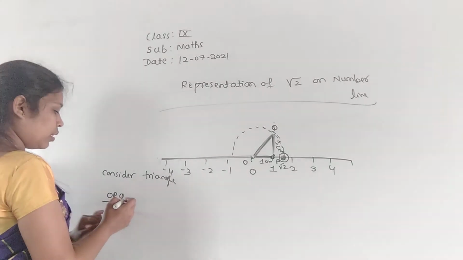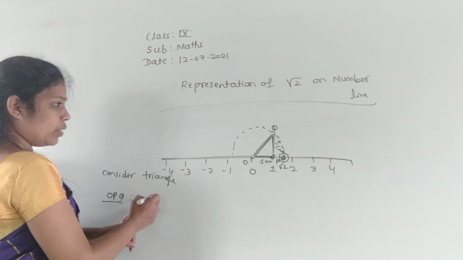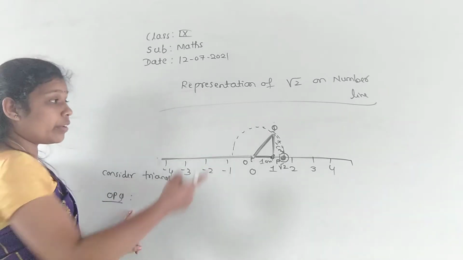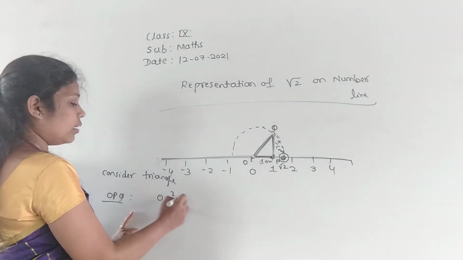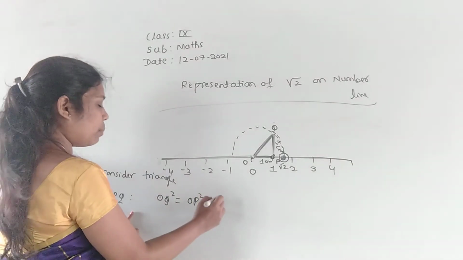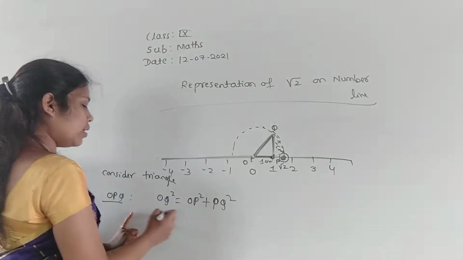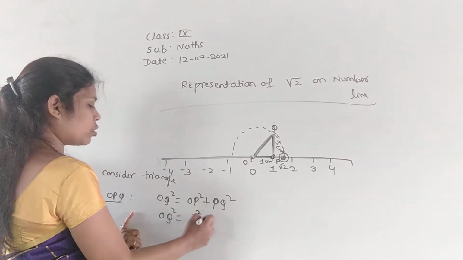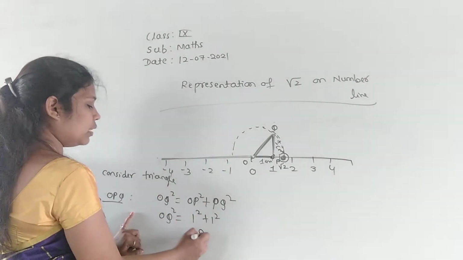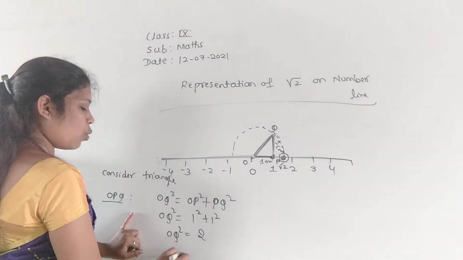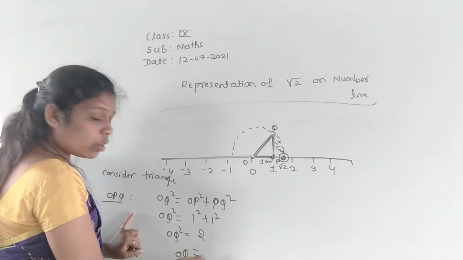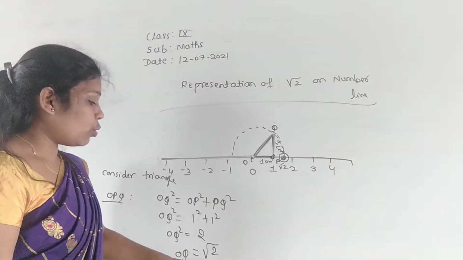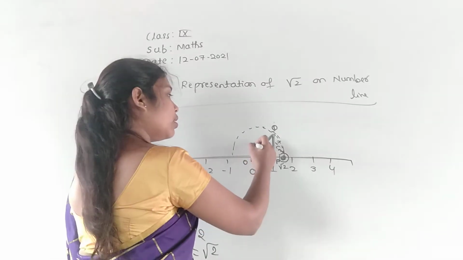Then see here, OPQ is a right angle triangle. In that, we can write using the Pythagoras theorem: OQ square is equal to OP square plus PQ square, right? So here OQ square as it is, OP is 1 centimeter, 1 square plus 1 square. That will be 2, right? So what is OQ now? OQ is equal to root 2, right?